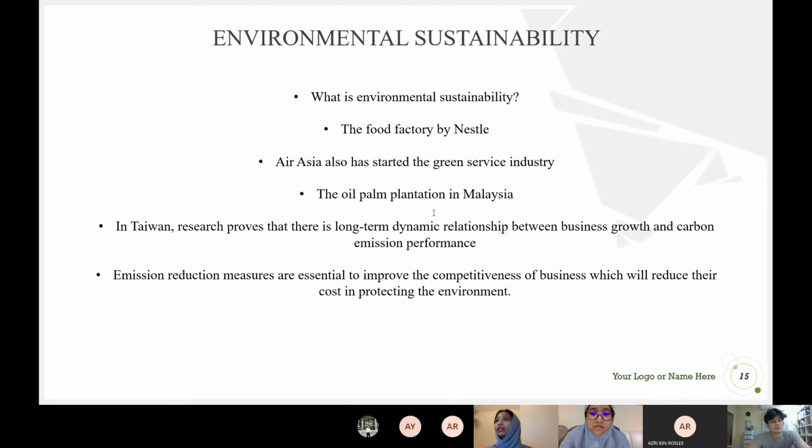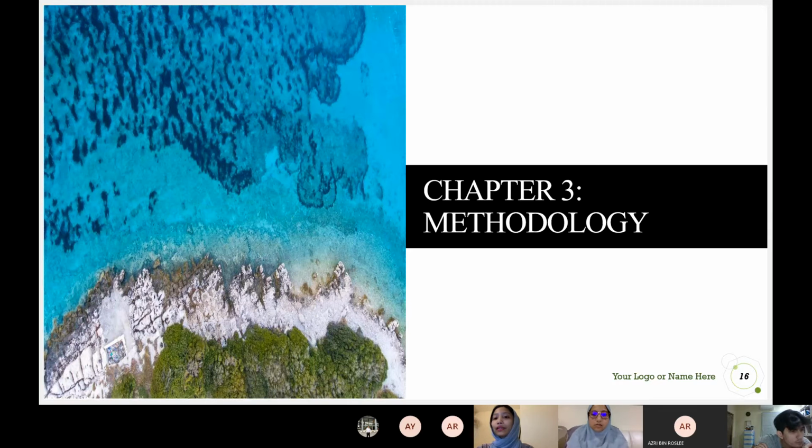And lastly, in Taiwan, research proves that there is a long-term dynamic relationship between business growth and carbon emission performance. Experts are concerned that without effective control, industrial and economic development can affect the climate. Emission reduction measures are very important to improve the competitiveness of business, which will reduce their cost in protecting the environment. All right, next slide.